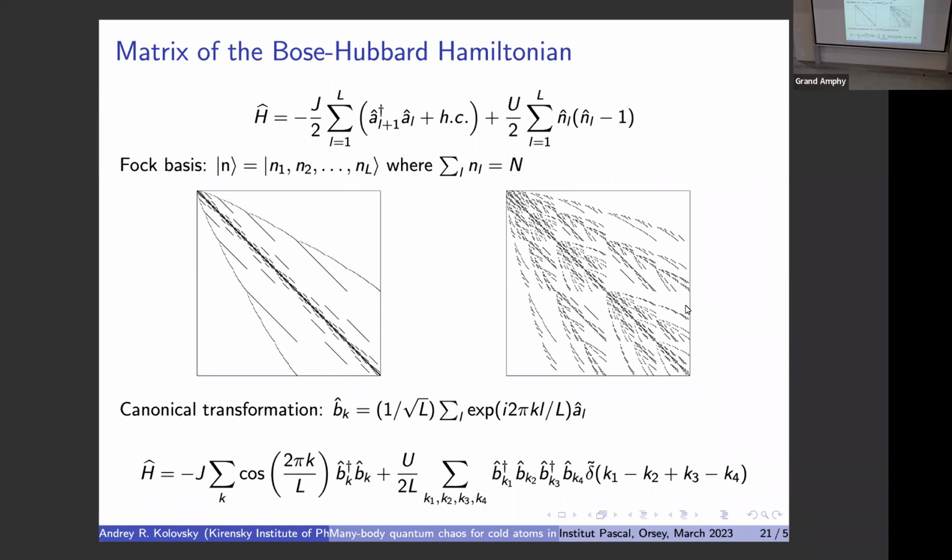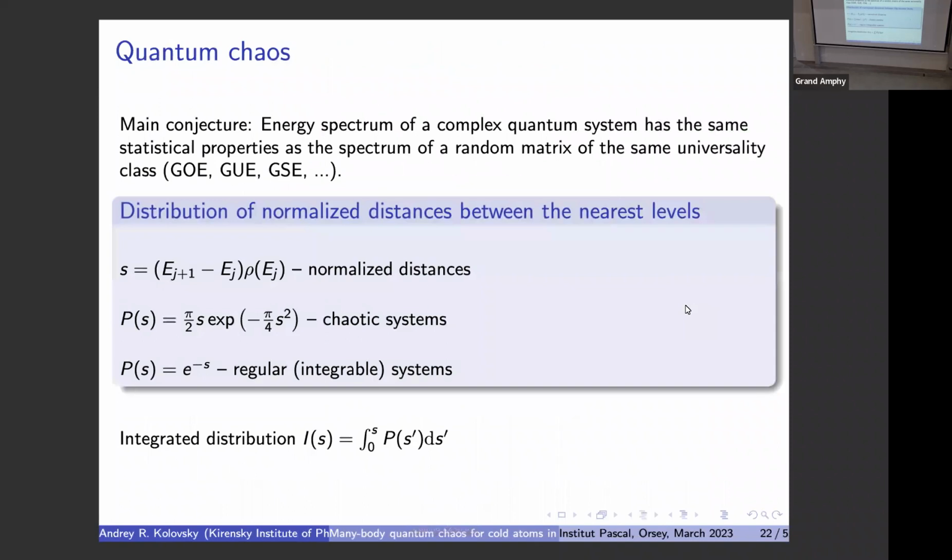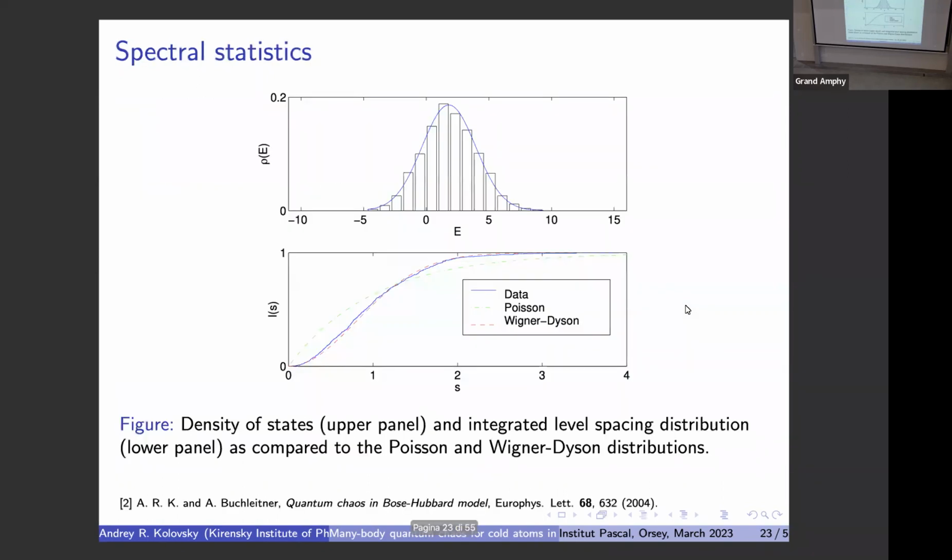And then you diagonalize it. After you diagonalize it, you do the standard statistics: calculate the normalized distances between levels, and compare with the Wigner-Dyson distribution and the Poissonian distribution, which is expected for an integrable system. Of course, it is easier to compare not the distribution but the integrated distribution, like this one. Numerically, it is easier. And here are the results.